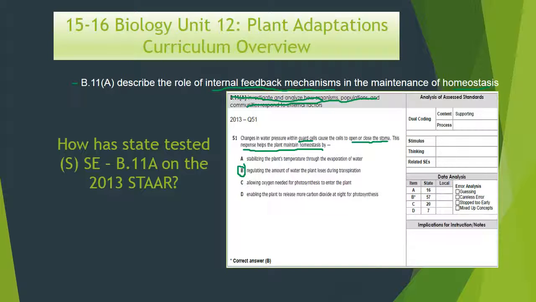And so what was the internal feedback mechanism? That mechanism was guard cells, and it's to, again, maintain homeostasis by regulating the amount of water that's going in and out, or the amount of water that's being lost.